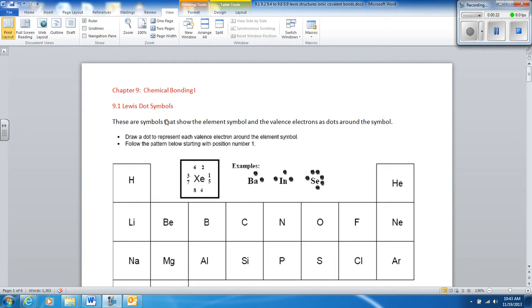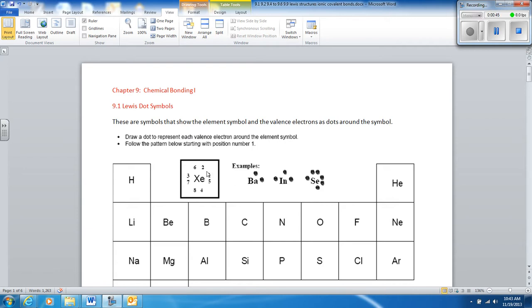So our valence electrons are our outer electrons, which are only S's and P's, because D's and F's always go into inner shells. They're in the inner core. So the highest shell number would be our outermost electrons, and those would be our valence electrons. To do these, we draw a dot to represent each valence electron around the element symbol. And you just follow this pattern below.